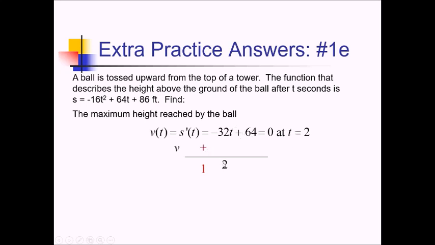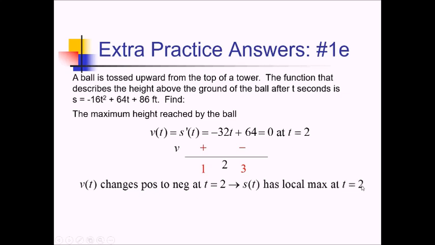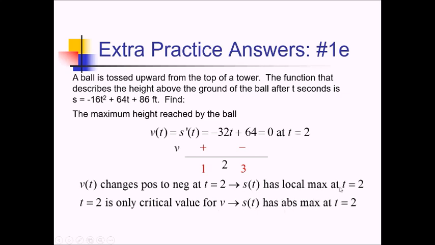And if I plug in a number bigger than 2, like 3, well, now we've got negative 96 plus 64, which comes out negative. Since V changes from positive to negative at time 2, that means that S has a local max at time 2, and since t equals 2 is the only critical value, that means that S has an absolute max at time 2. So we've established that 2 seconds is the time of our highest height.